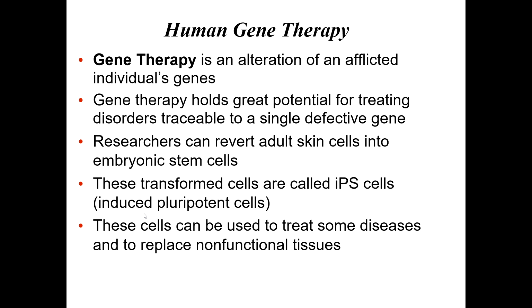And so gene therapy holds great potential for treating disorders traceable to a single defective gene. And researchers then had the idea, well, what if we can revert adult skin cells into embryonic stem cells? And they were able to do that, and they were able to produce what are called iPS cells, induced pluripotent cells. In other words, these are human adult cells that have been converted back. And those cells then can be used to treat some diseases and replace non-functional tissues.